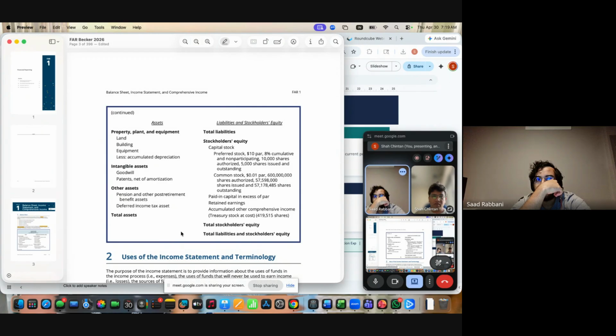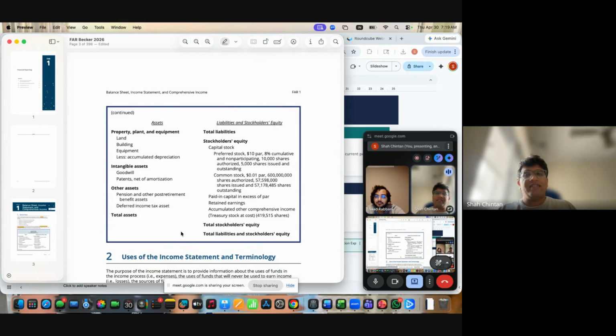Just one question, since I have attempted the questions before for this. Are there any contra assets I should know? Because they expect you to know contra assets. So contra asset, first of all, what is the meaning of contra?